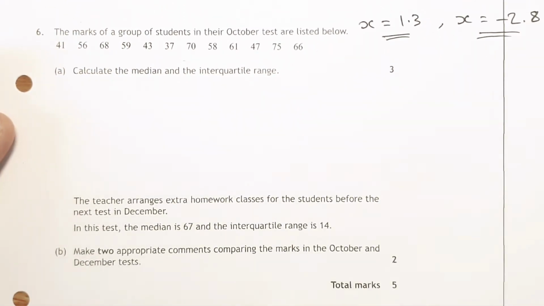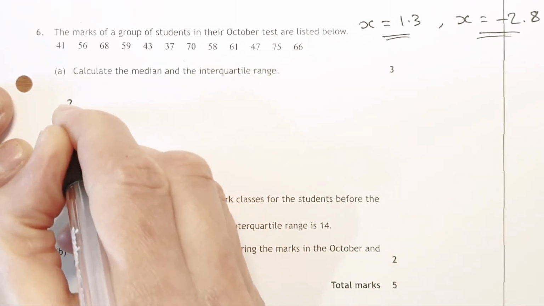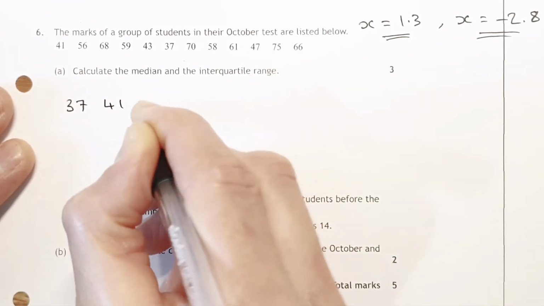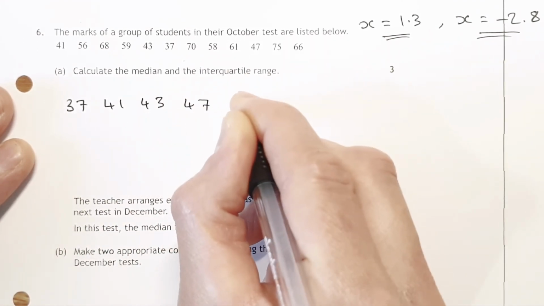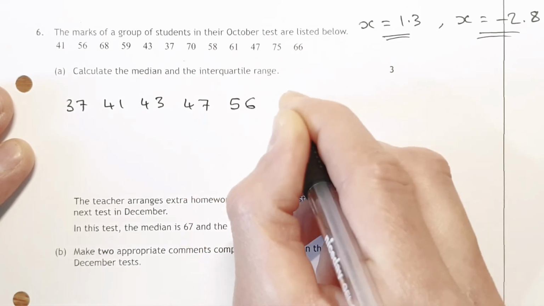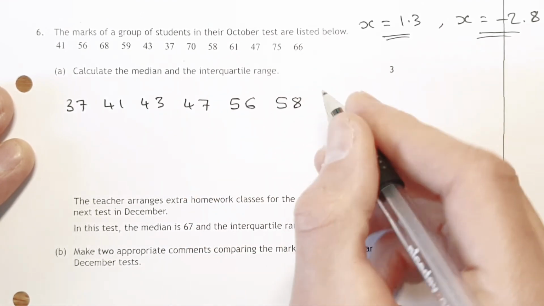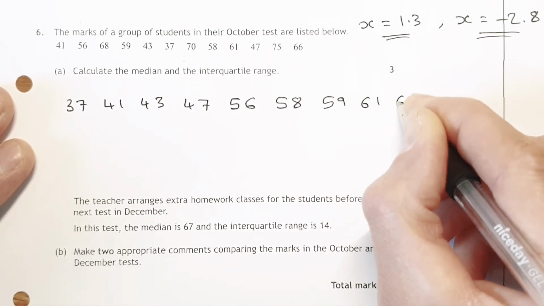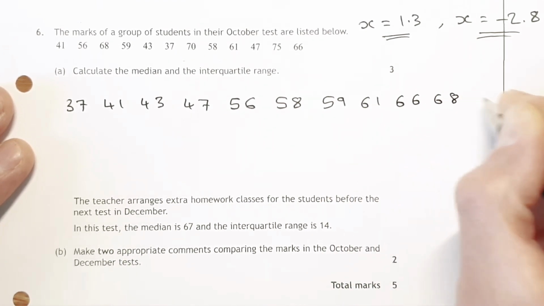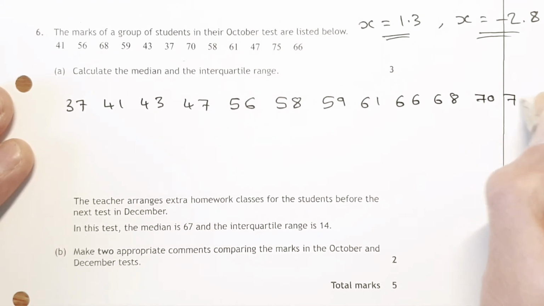Now, in question number 6, we've got a set of data. We've got to calculate the median and the interquartile range. So to do that, we need to have the data in order. So it goes 37, 41, etc. What I always recommend to do is once you've written out all your data, count up all the items of data to make sure you haven't missed any out, because it's quite easy to do that. And then you end up writing down all the wrong answers. You still get some of the marks for that, but you're not going to get all the marks.